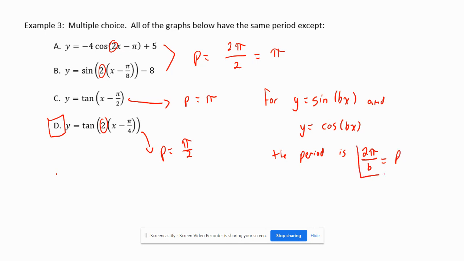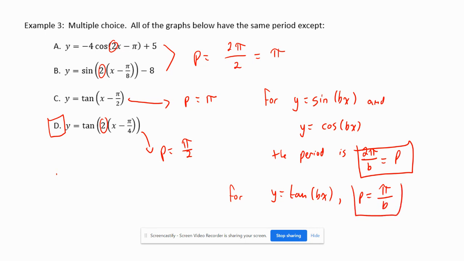All right, so this equation over here is for sine and cosine graphs: period equals 2 pi over b. But for y equals tan of bx, the period equals pi over b. So this is kind of one key difference over here.